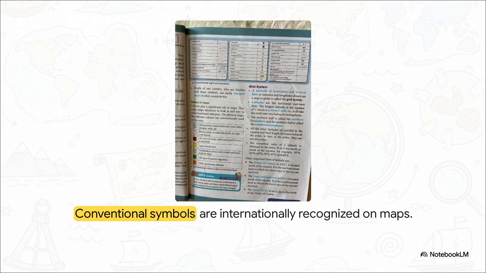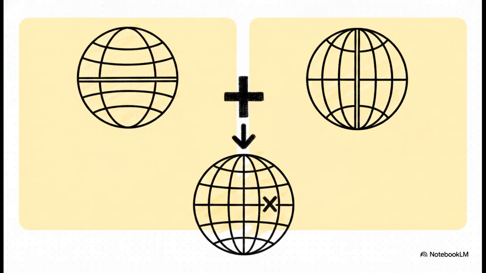It's awesome because whether you speak the local language or not, if you see a blue meandering line on a piece of paper, you instantly know you're looking at a river. So all of this builds into the grid system, which is basically the Earth's ultimate address book. It's built out of 2 sets of intersecting lines. First, you have latitudes. These are the horizontal east-west lines.